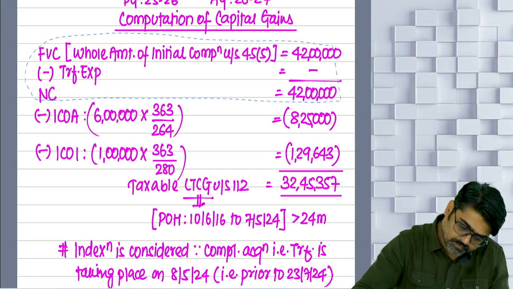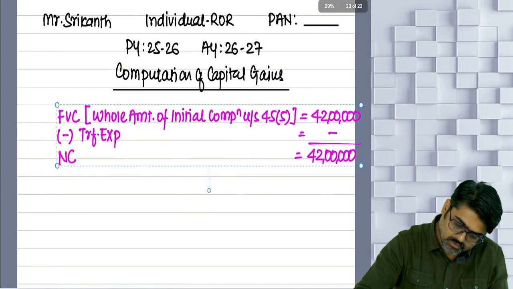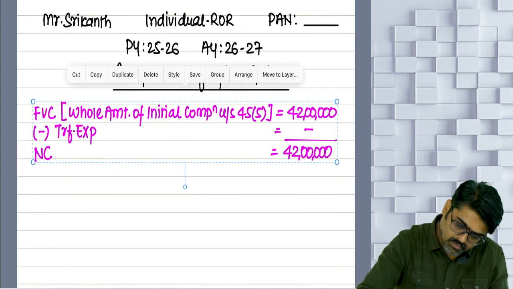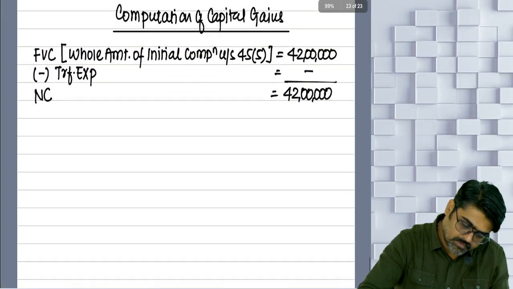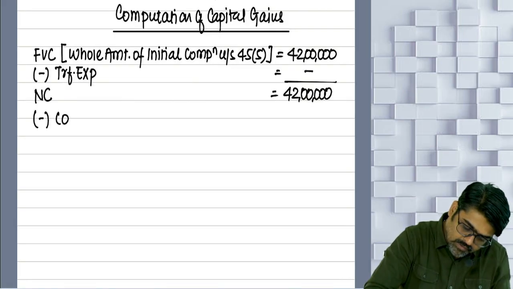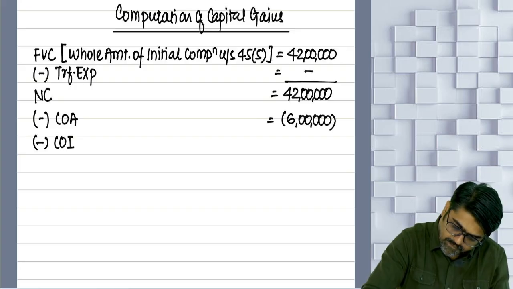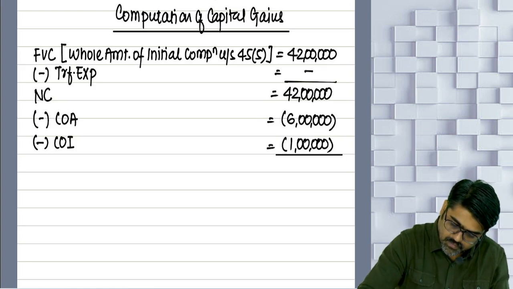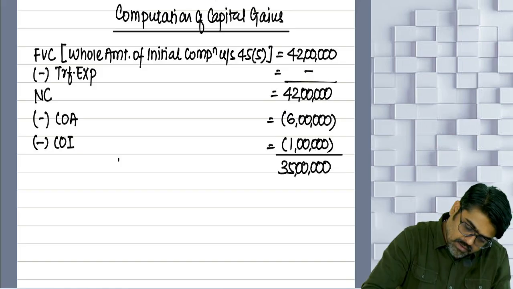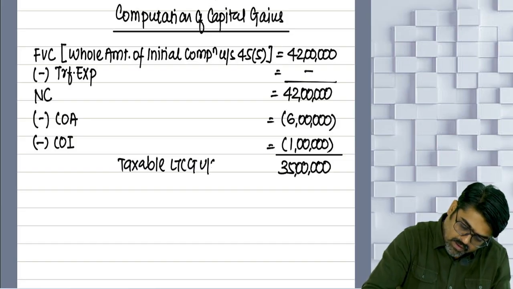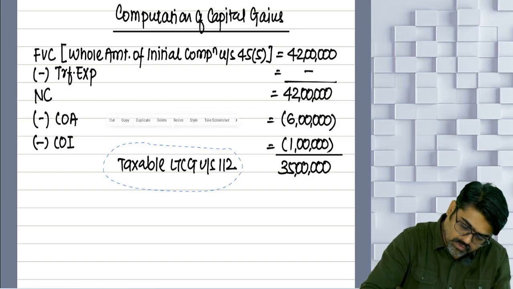This part will be same, no? First 3 lines will be same. Then from this, less cost of acquisition, less cost of improvement. Cost of acquisition will be 6 lakhs. Cost of improvement will be 1 lakh. How much? This will be taxable LTCG under section 112, and this is without indexation.